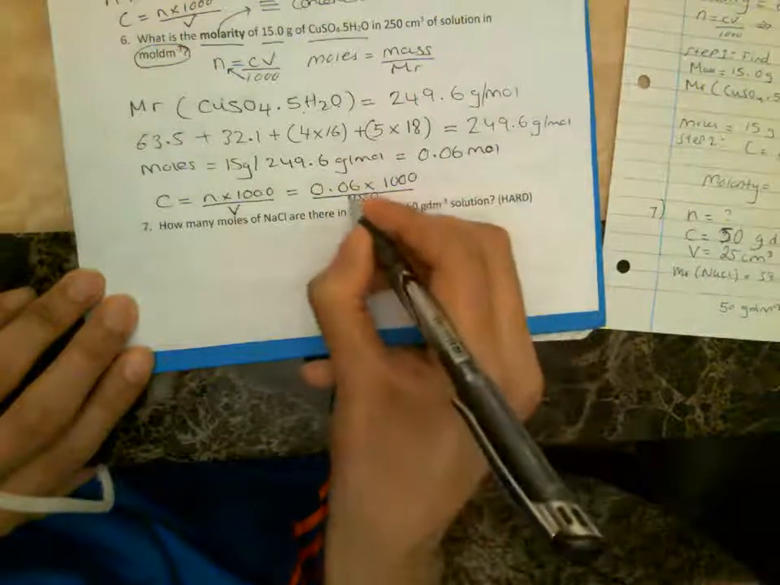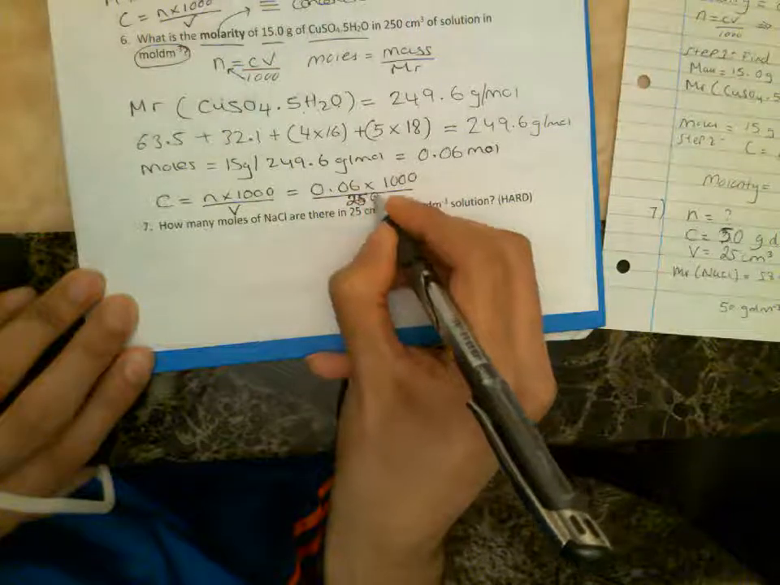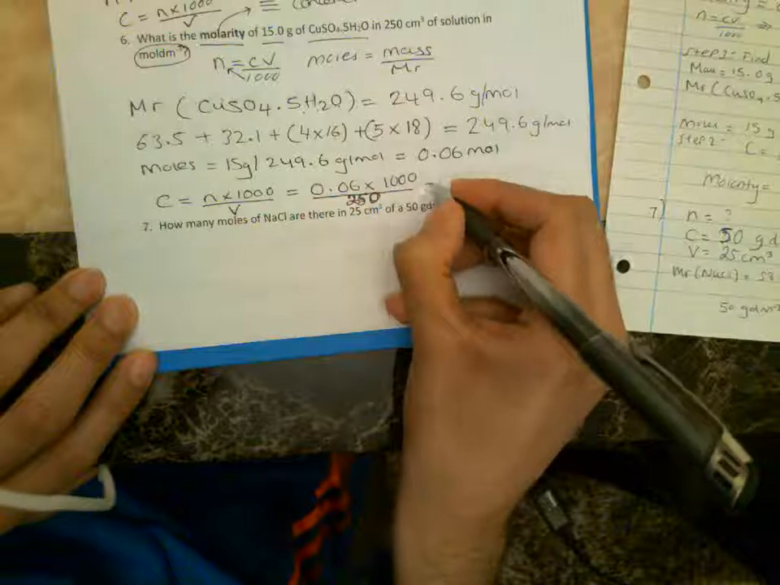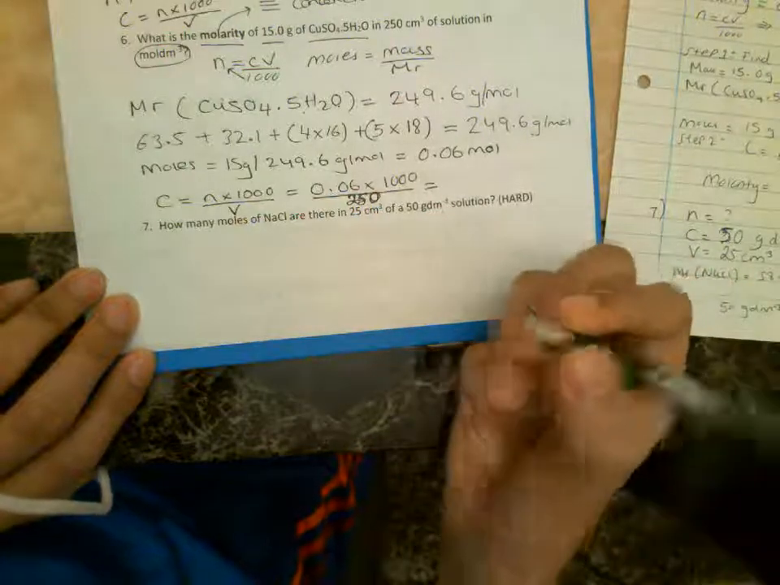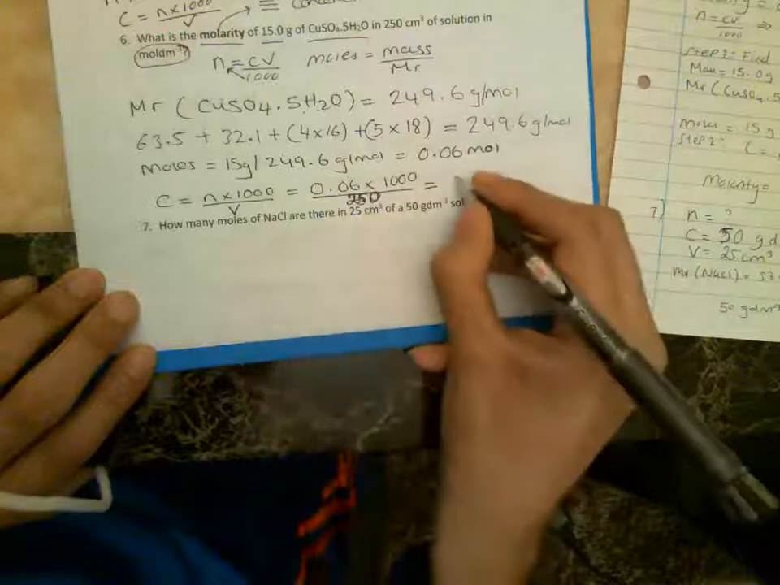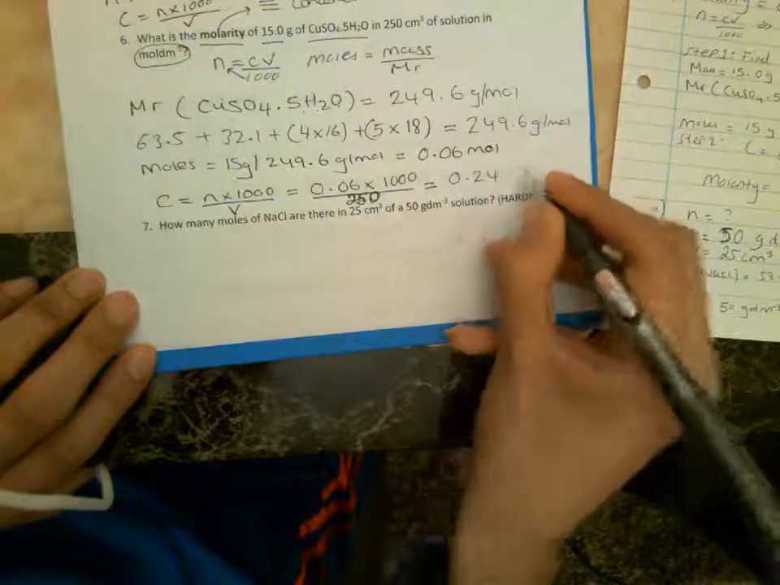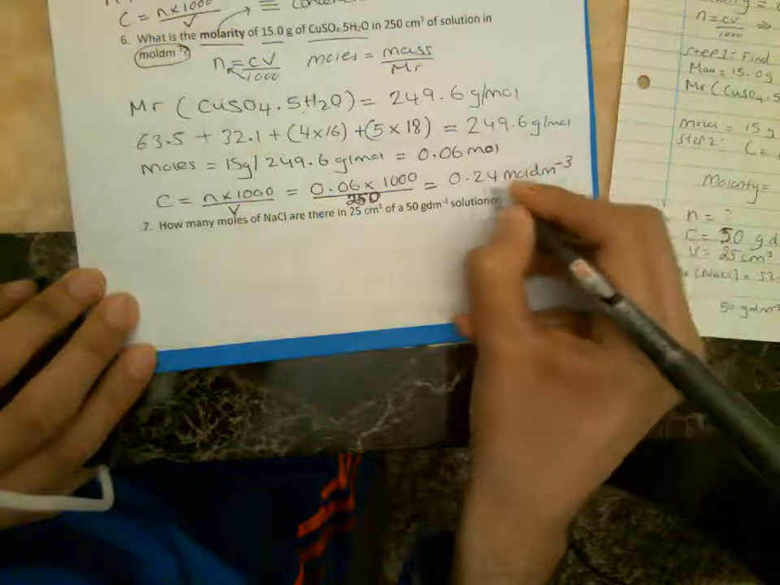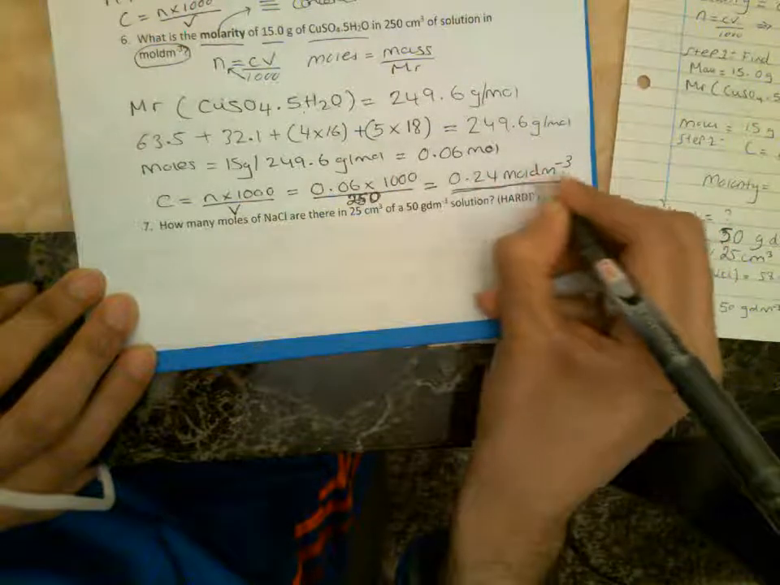Ooh, so do excuse me guys, it's my first time using a visualizer. And that would give us a value of 0.24 moles per decimeter cubed, and we have achieved the overall objective.